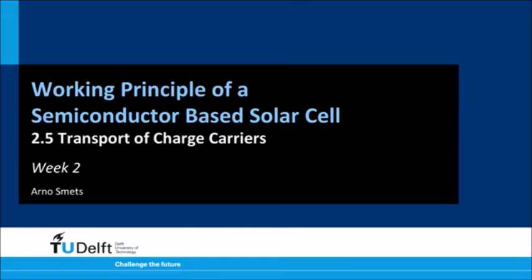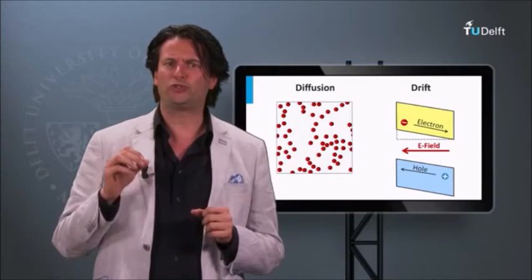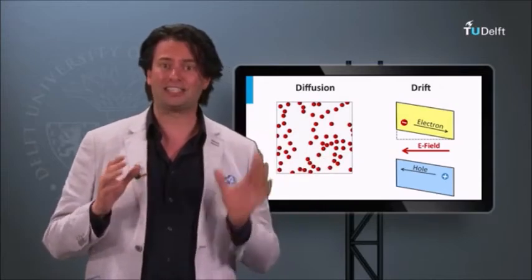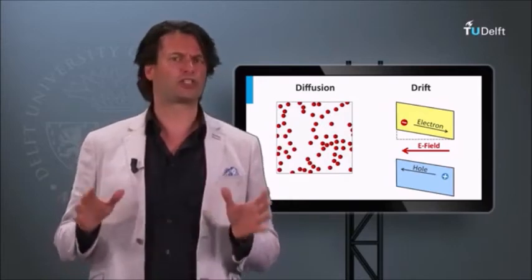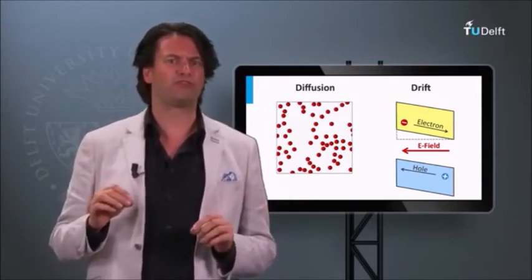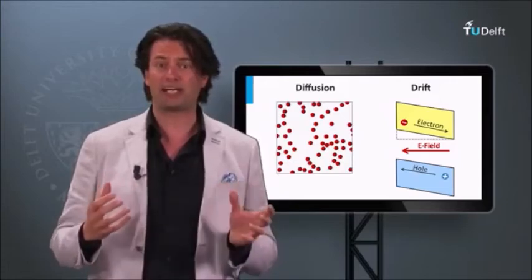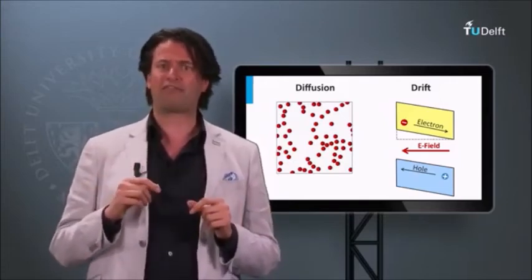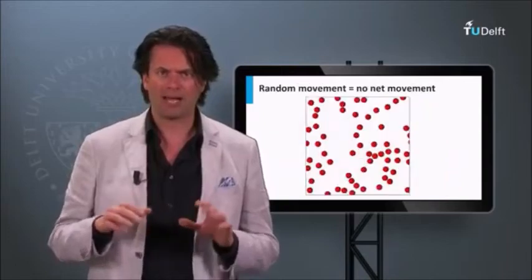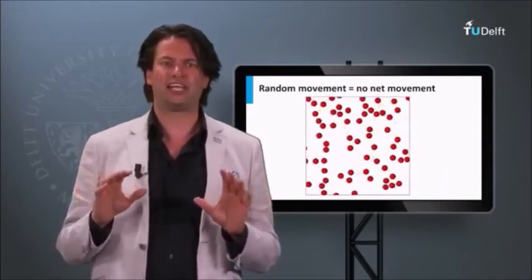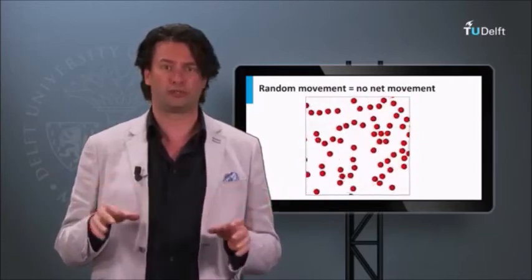What are the charge carrier transport principles? In this block, the two transport mechanisms will be discussed: diffusion and drift. We will discuss that for net movement of charge carriers, either a concentration gradient is required or an electric field is required. Let's consider a free gas of particles at a temperature larger than absolute zero.